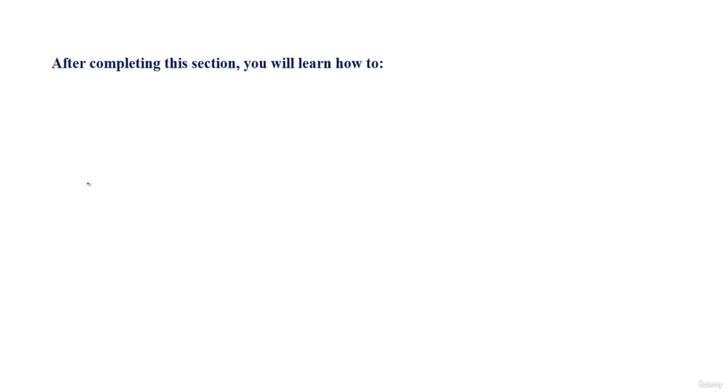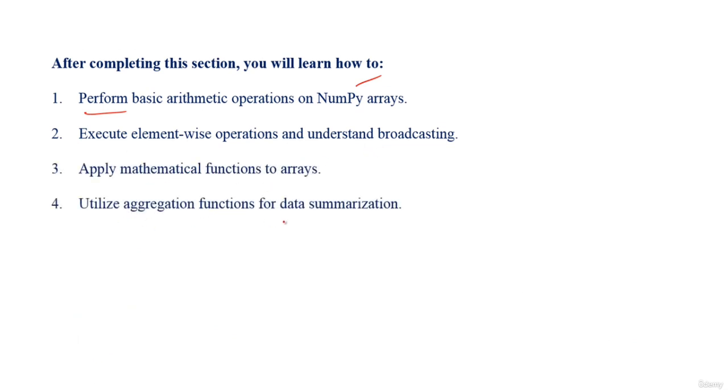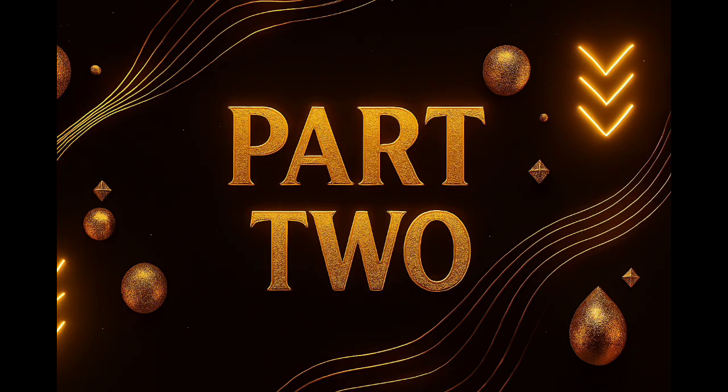At the end of this section number 2, you will learn to perform basic arithmetic operations on NumPy arrays, execute element-wise operations and understand broadcasting, apply mathematical functions to arrays, utilize aggregation functions for data summarization, and carry out dot products and matrix multiplication. So these are the five achievements you will get at the end of this section number 2.